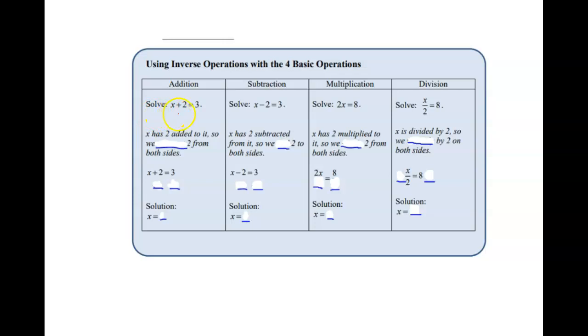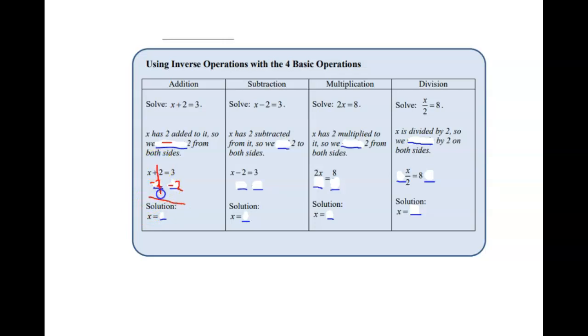So it tells me to solve x plus 2 equals 3. X has to be by itself. And I see addition, so I'm thinking inverse. Inverse is subtraction. Look back at your list. Addition, subtraction when I'm solving. So x is added to it, so I am going to subtract. I'm going to subtract 2 from both sides, and that's what I do. So I am going to subtract 2 from both sides because x was added. I'm thinking inverse operations.